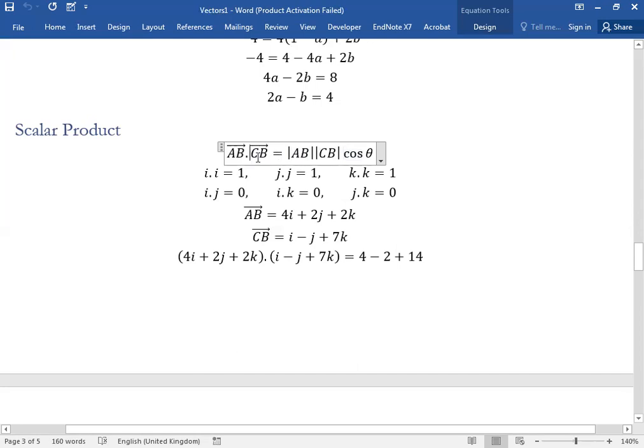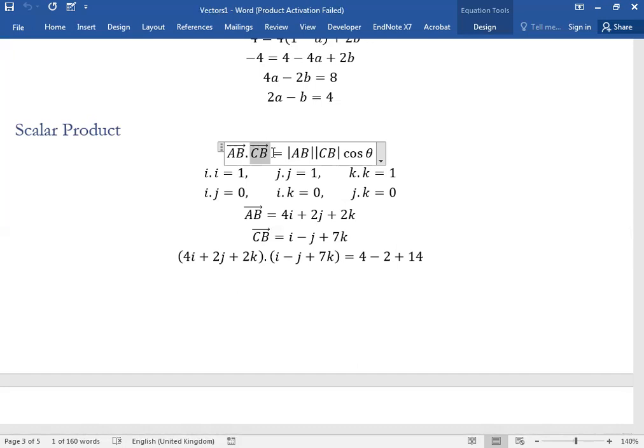Notice one thing: if I want to find the angle at point B, where there are two vectors, I'll take the vector AB and dot product it with the vector CB. Reason? We either take the two vectors approaching the point or the two vectors going away from the point.